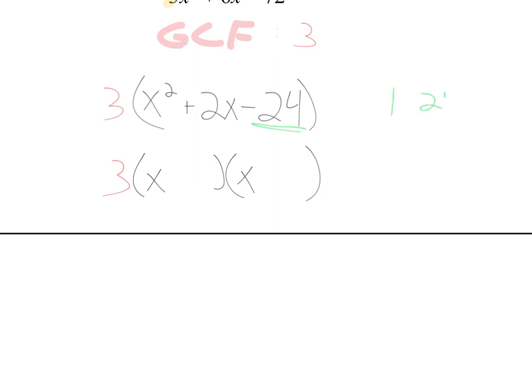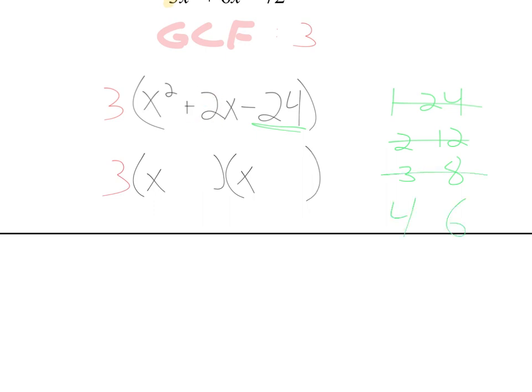So let's see, we've got 1 and 24, that wouldn't work. 2 and 12, there's no way I could do 2 plus 12, 2 minus 12, 12 minus 2. None of those are going to get me a 2 in the middle, so that's not going to work. 3 and 8, 3 minus 8 or 8 minus 3, that's either going to give me 5 or negative 5. I need a 2, so that doesn't work.